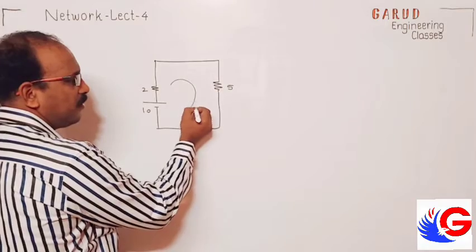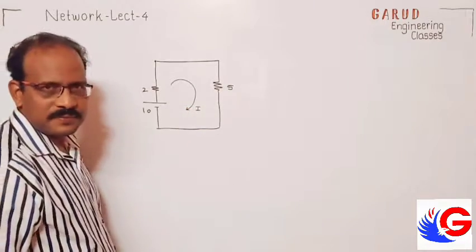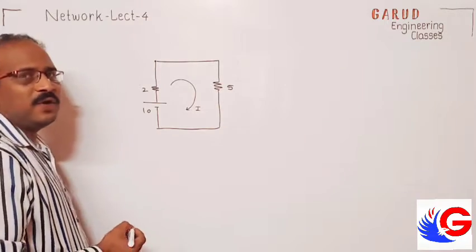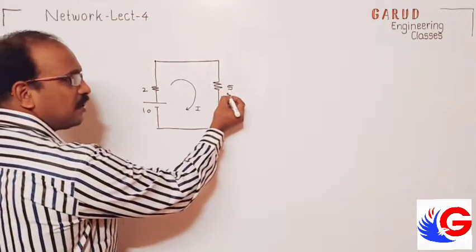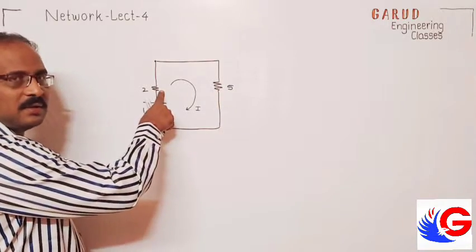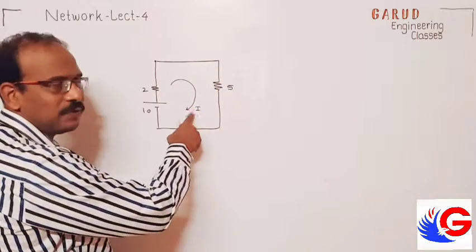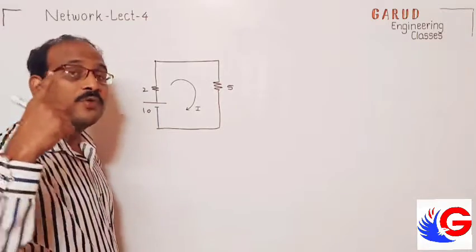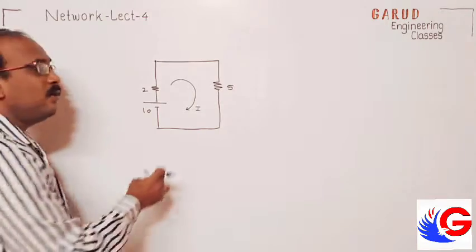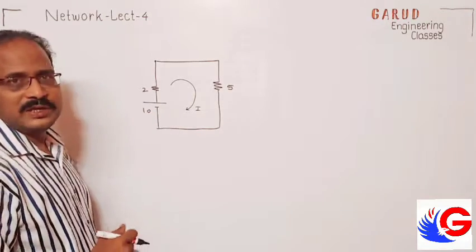Whatever the current here is, it is a response. And this particular voltage source is an independent voltage source. If I change this, the current will change, but the voltage remains the same. If I even change this, the current will change, because current is a response and voltage is a source. This is an independent source. The value of this is not going to change.